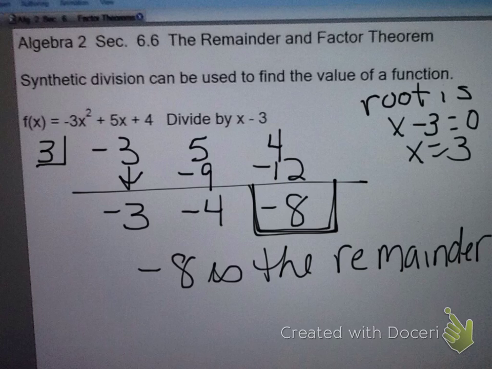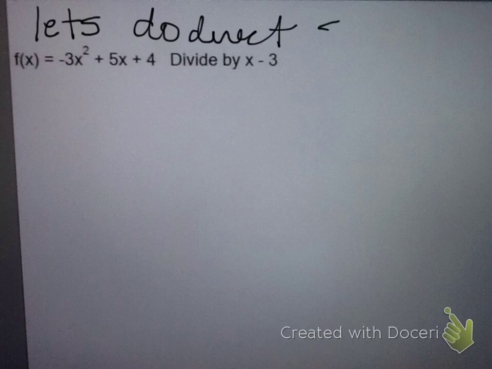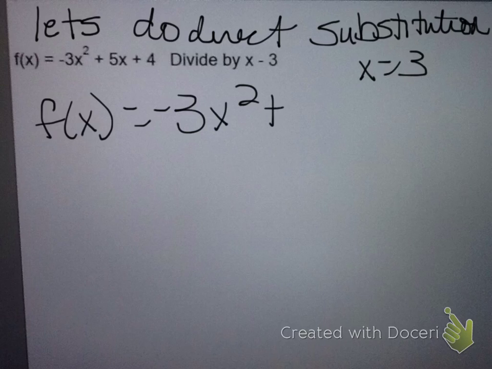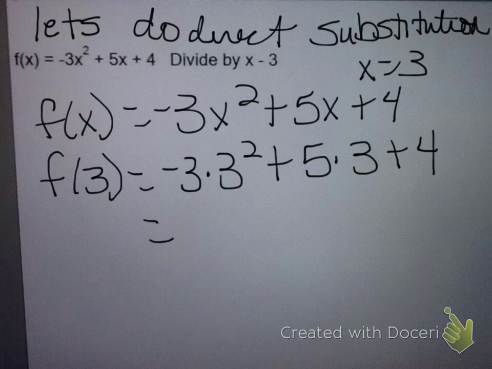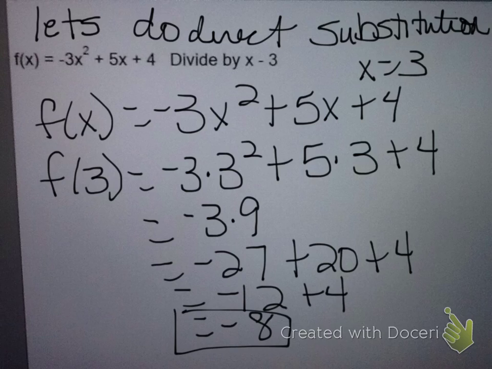Okay, now watch what happens if we do this with a different method. This is going to be using direct substitution. So we put the root, which is 3, in for x. So everywhere we see x, we're going to plug in 3. And we get negative 8.